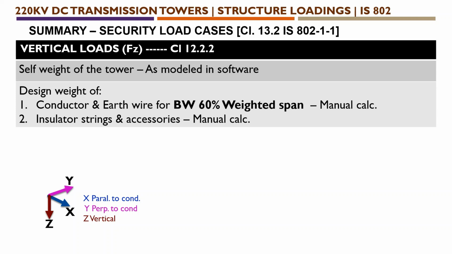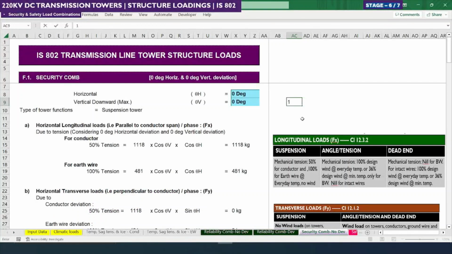So quickly we will look into the Excel calculation for all these 3 directional loads. This is an Excel sheet in which we are going to discuss how to calculate the security load combinations. So here we can consider right now horizontal and vertical deviation is 0 degrees.